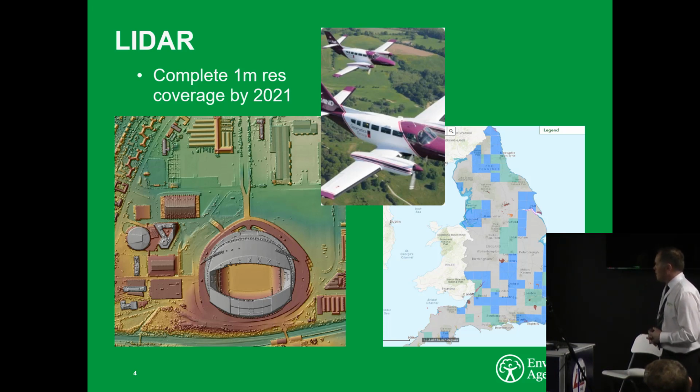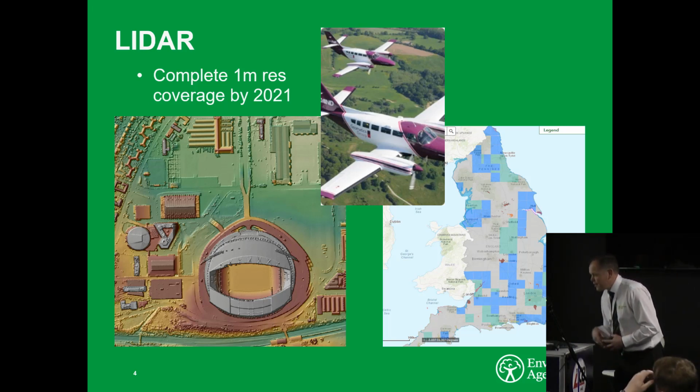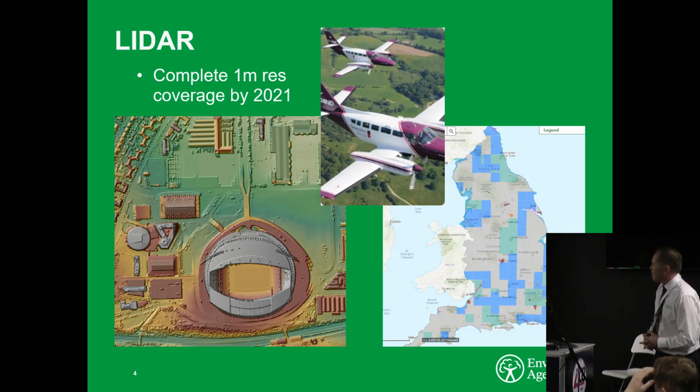Just out of interest, does anyone recognise the stadium on the bottom left? Wembley. Yes, yeah. You can see where the steelwork is quite dense, you can see either side. You can just about make out the arch. But that's high resolution LiDAR. That's 25 centimetre resolution.